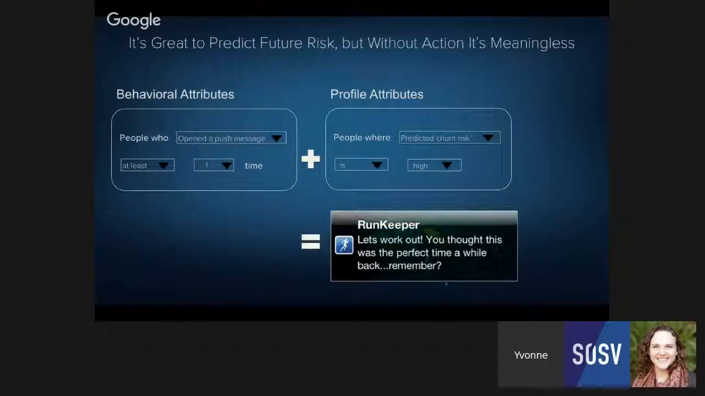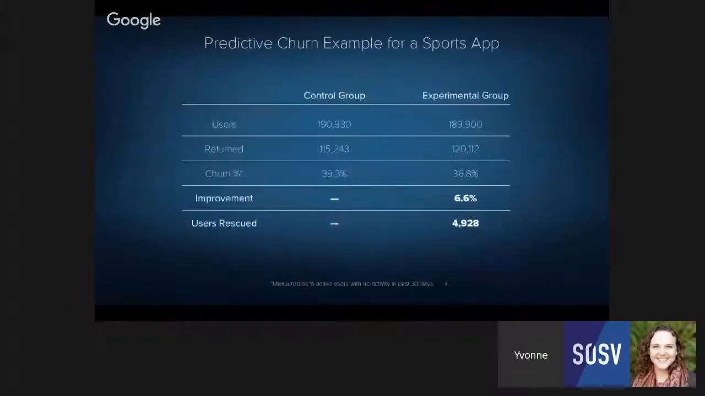And then, you compose the content of the message. This is just an example from Runkeeper. But we enable you to basically compose the message and then send it out. This is an example from OneFootball in their tests with us. We did a control group and experimental group, and we found that we were able to improve retention by about 6.6% and rescue close to 5,000 users for them. So really interesting data.